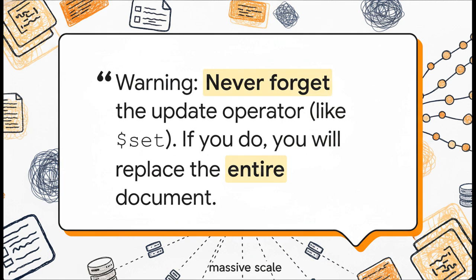You have to use what's called an update operator, like $set, to tell MongoDB exactly which field you want to change. If you forget to do that, you're not just going to change one piece of information, you will accidentally replace the entire document, wiping out everything else. Trust me, it's a painful mistake most developers only make once.